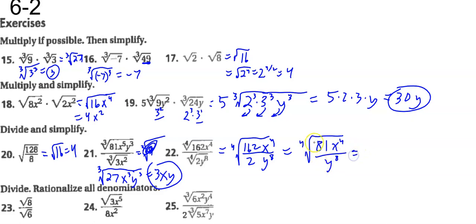So now we can separate out, and 81 is really 3 to the fourth, right? So the fourth root of 3 to the fourth, I'm going to separate it out now. The fourth root of x to the fourth is just x, and this would be y to the 8 over 4 power. So you end up getting 3x up top and y squared down low.